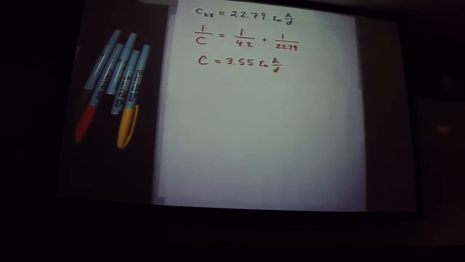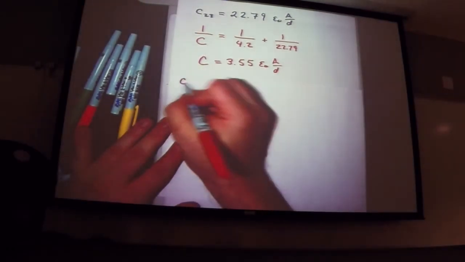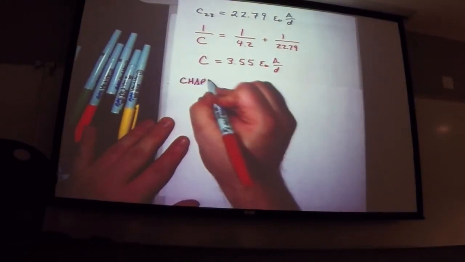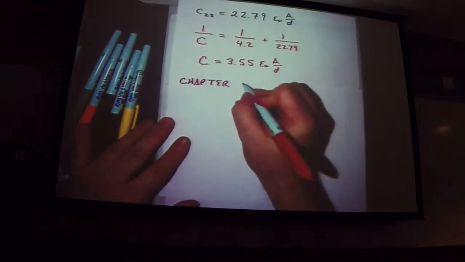So now that we've finished talking about capacitors, or we're finished with that chapter, I'm going to start with what I'd rather have started with in the first place, which is something more when we're talking about circuits, and that is current. So this is chapter 25.